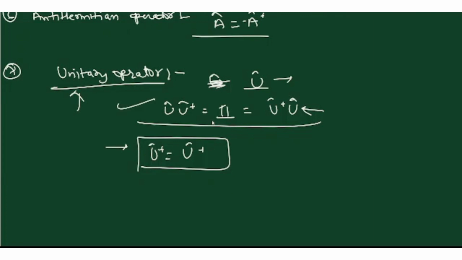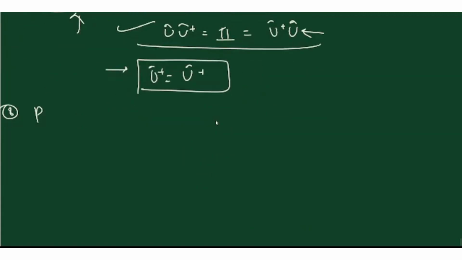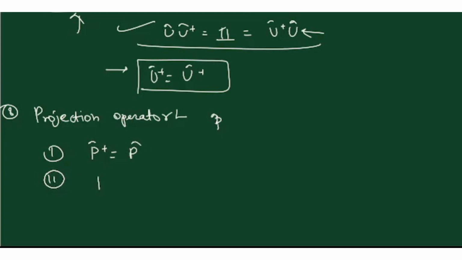Now the eighth type, the last one, is the projection operator. So what is the projection operator? Basically, if an operator P follows two conditions: the first is P dagger is equal to P, and the second is P square is equal to P. If these two conditions are satisfied, then it is called the projection operator. Any operator following these two properties is called a projection operator.